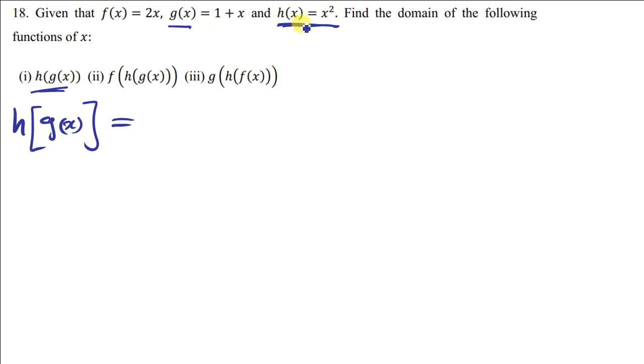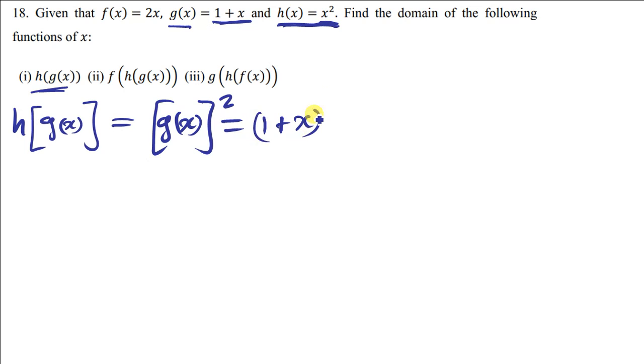Our h of x is x squared. So where there is x, I'm going to put g of x. So we'll have g of x there, and then we are squaring it, because x is squared in h of x. While there's g of x there, I'm going to replace it back with that. So I'm going to have something like this: (1 plus x) squared.